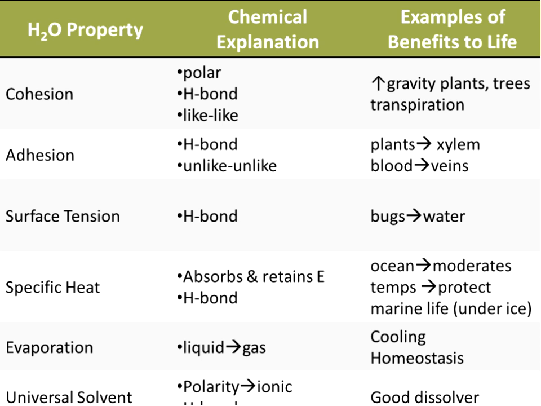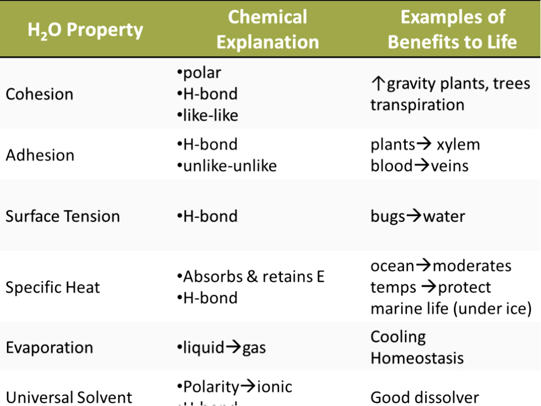Specific heat is what allows water to absorb and retain energy so that it doesn't change temperature very quickly. So it helps keep our ocean at a moderate temperature. It helps protect the temperatures of our marine life that are living under ice, as well as in the oceans and near the equator. Evaporation is another property of water, where the liquid evaporates into gas, which helps with the cooling mechanisms of organisms and helps us maintain homeostasis.